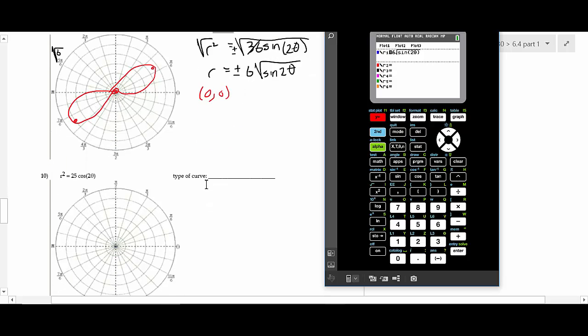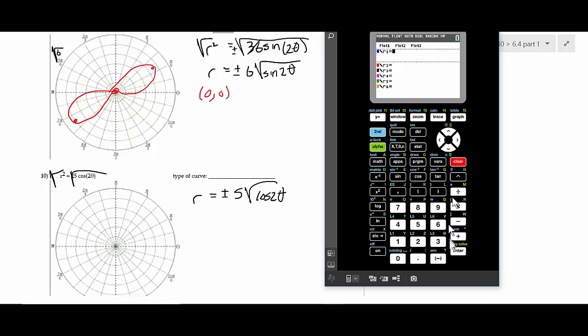Let's do the next one also. Just do this the same way. You should be able to slightly change this to the square root of both sides. You'll have r equals plus or minus 5 times the square root of cosine of 2 theta. So you can type over that or clear it out and put this new thing in. So I've got 5, and then the square root of cosine of 2 theta.